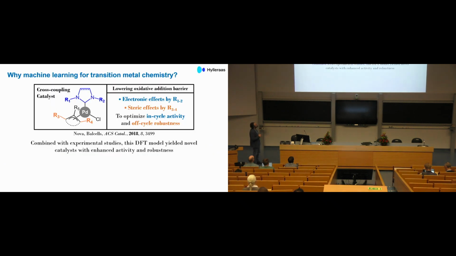Okay, so why this interest in machine learning for transition metal chemistry? That basically originated from our previous work on computational catalysis, mostly homogeneous catalysis, and it's actually quite amazing what you can do now with the state-of-the-art DFT methods. You can, for example, take a catalyst like this, it's for a cross-coupling based on palladium, and using DFT modeling, you can identify different parts of the catalyst that are relevant to a given chemical process for different reasons.